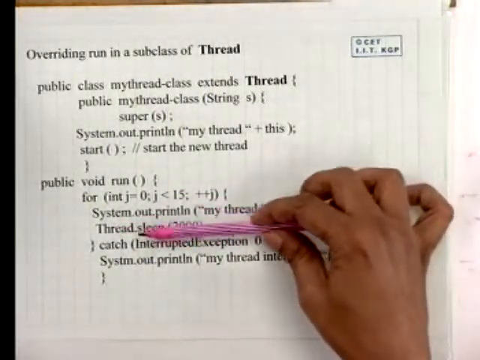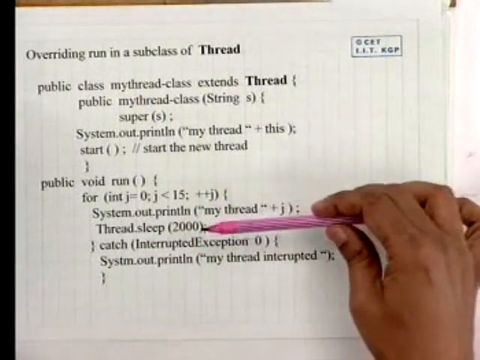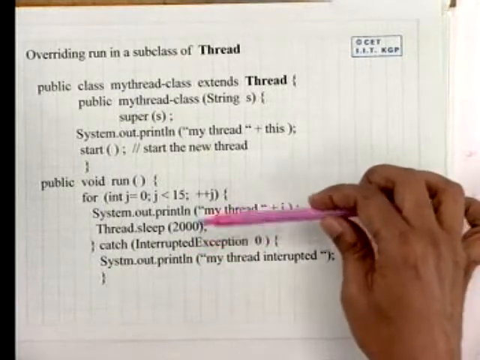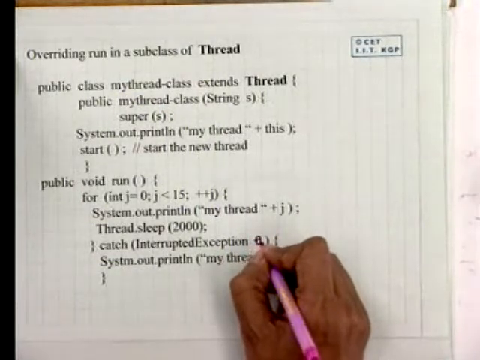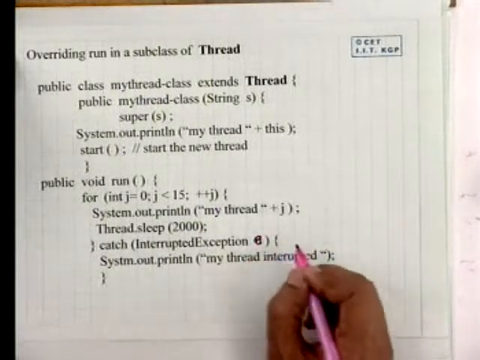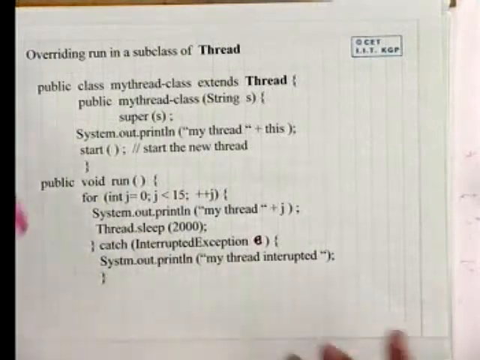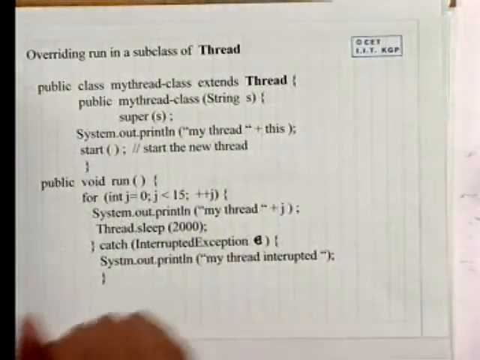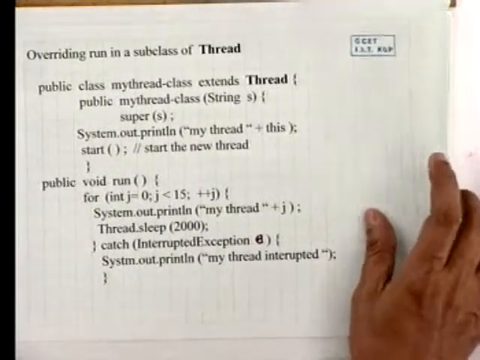It can also catch exceptions, if you remember we talked about exception clauses. If an exception arises, that is, it is being interrupted, we say catch InterruptedException e, and then it will print that my thread is interrupted. So whenever this thread gets an InterruptedException, because some other threads may be executing, it will print this message.